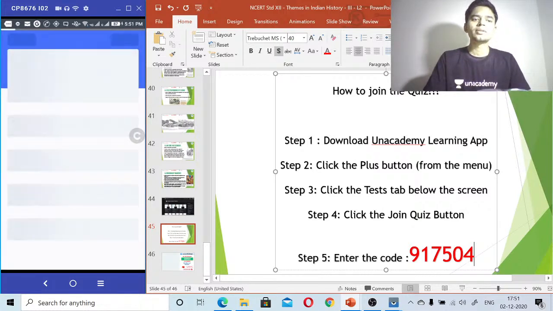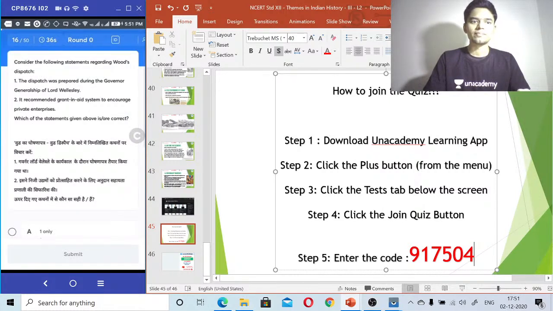Question number 16. Consider the following statements regarding Wood's dispatch. 1. Wood's dispatch was prepared during the Governor Generalship of Lord Wellesley. 2. It recommended grant in aid system to encourage private enterprises. Which of the statements given above is or are correct? Regarding Wood's dispatch.